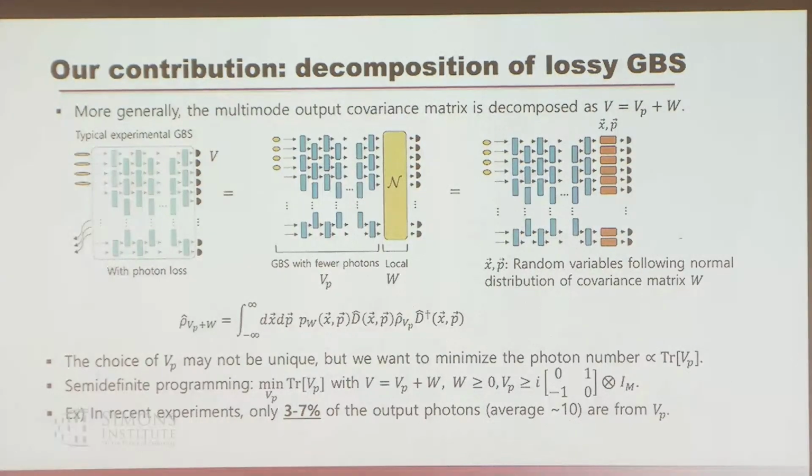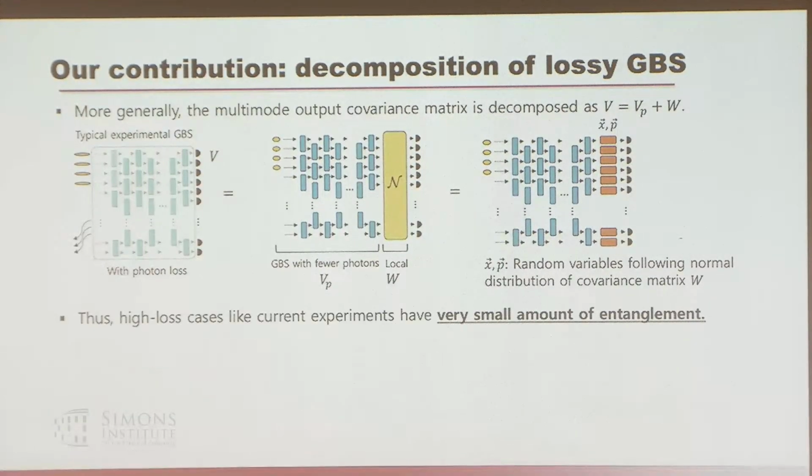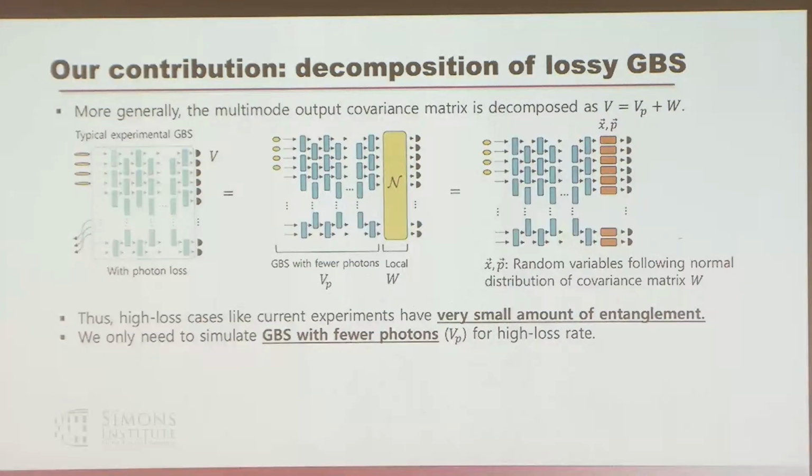What it means is that when you have a high loss, like in the current experiment, then the output state will have a really small amount of entanglement in your system, as I mentioned. Because the first layer is the hard part, we need to just focus on simulating the first part, and then the rest will be kind of trivial because they're local.